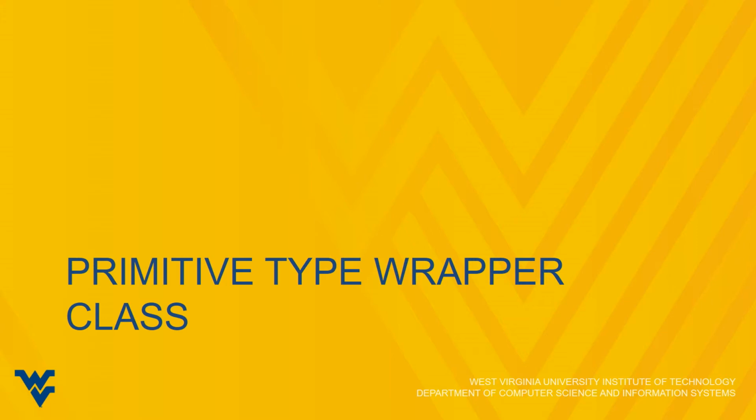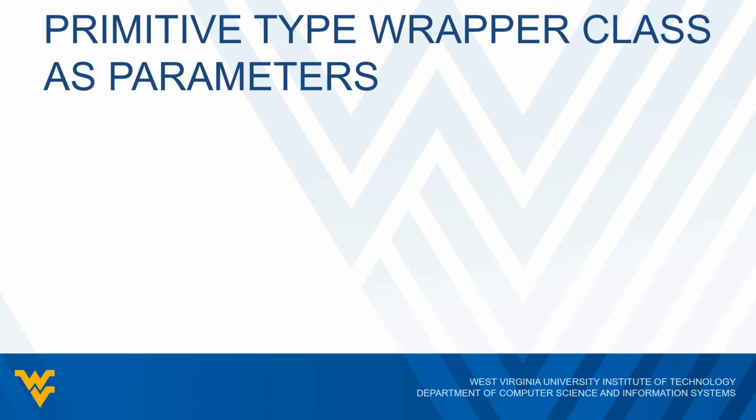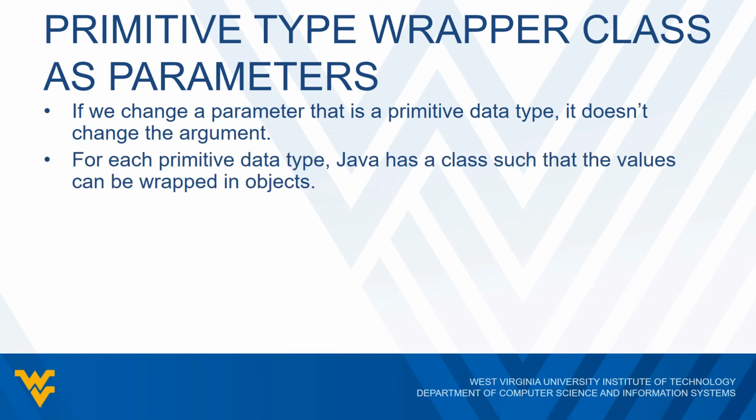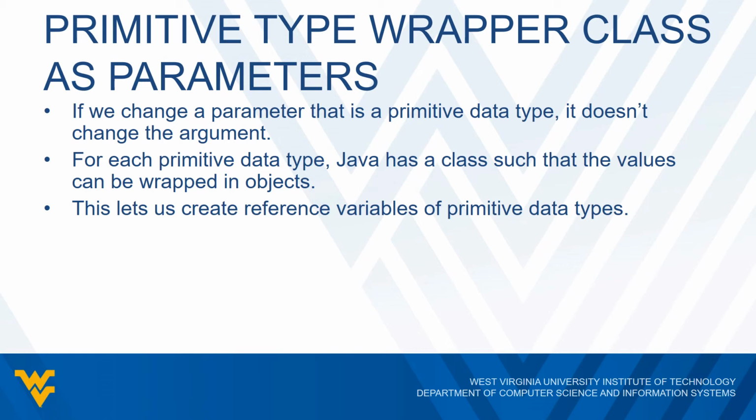We'll conclude our lecture by looking at the primitive type wrapper classes. Now, we already know that if the parameter and argument are primitive data types, if I change the parameter, it doesn't change the argument. That's a problem, because what if I want to make changes to integers and doubles and send them back to the arguments? There has to be some way to pass primitive data types back. Fortunately, for each primitive data type, Java does have a class so that the values can be wrapped in objects. This lets us create reference variables of primitive data types.